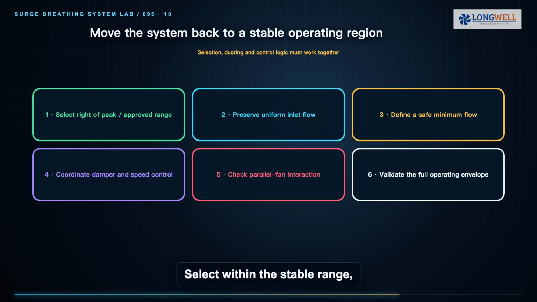Select within the stable range, preserve uniform inlet flow, define minimum flow, coordinate speed and damper logic, review parallel fans, and validate the operating envelope. Do not address instability by changing one control number without checking the curve.